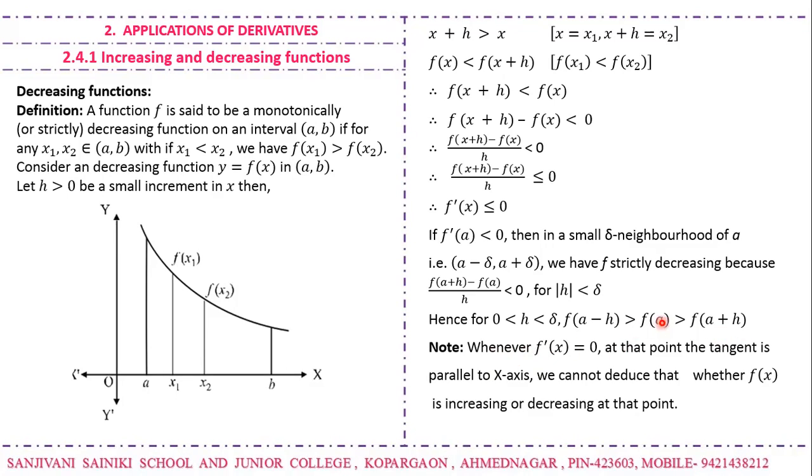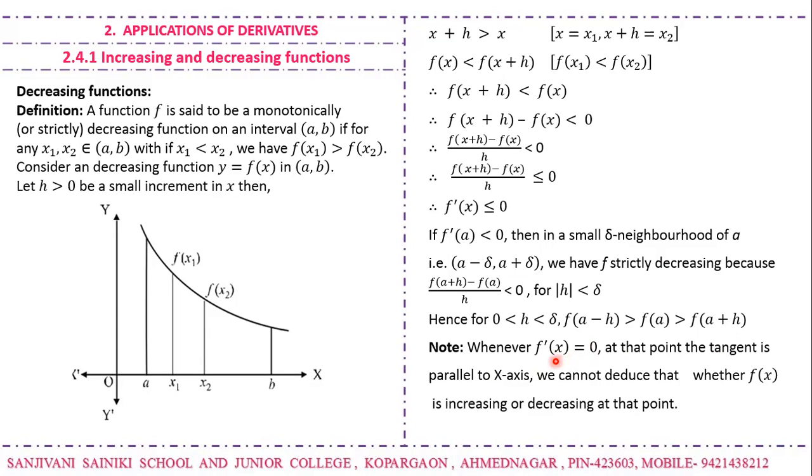So for x equal to a, to the left the function has more value, and to the right the function has less value. Now this is the case whenever the derivative is strictly greater than 0 or strictly less than 0, or only less than or equal to or greater than or equal to 0. But when the derivative becomes 0, what will happen?